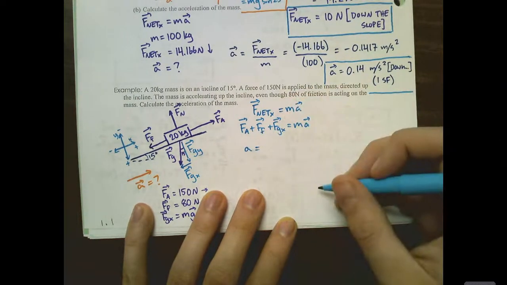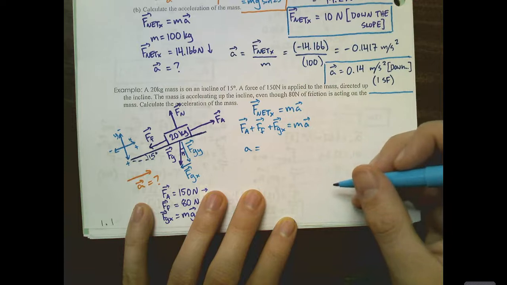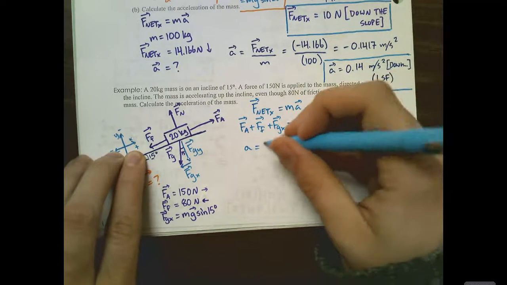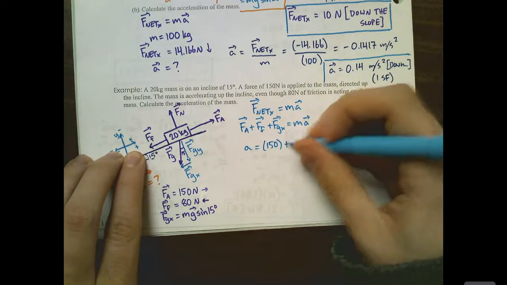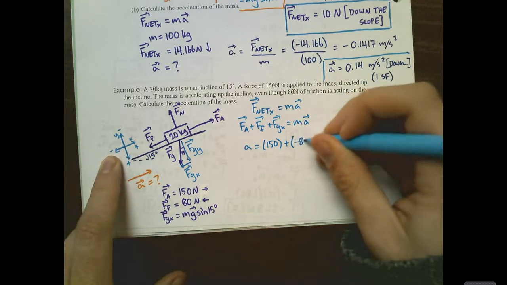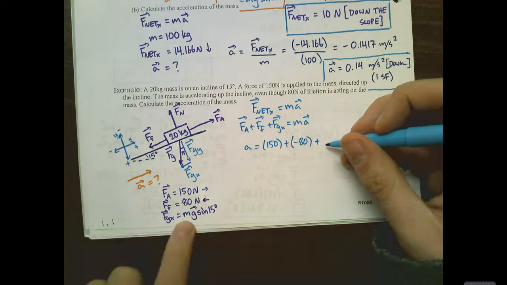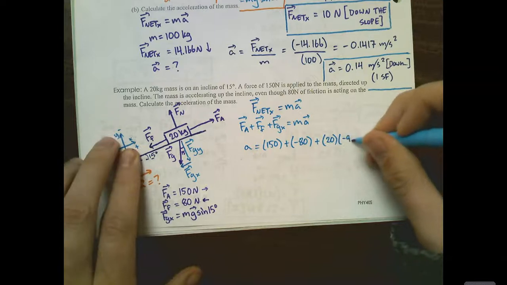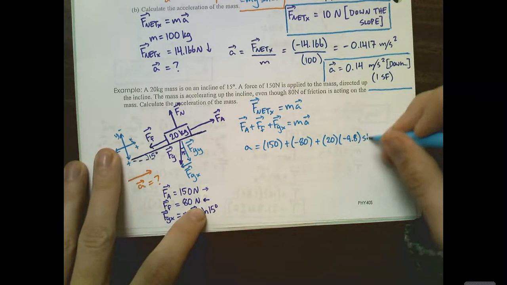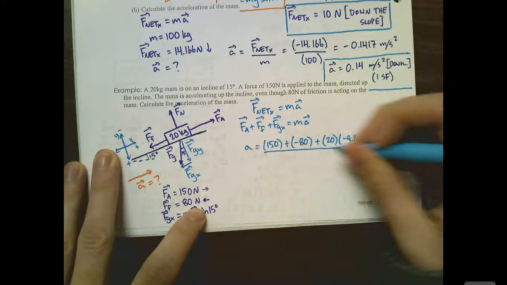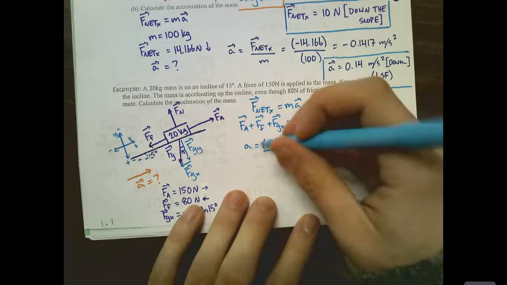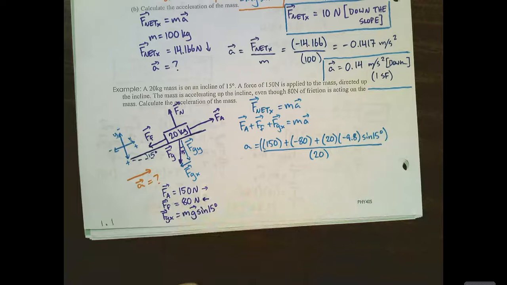I'm going to get rid of my vector arrows here. I'm going to start plugging in my values. So I should get FA, which is 150, but it's positive because it's to the right, plus FF, but it's negative 80 because it's to the left, plus mg, so m is 20, g is negative 9.8, sine of 15 degrees. And then I said I was dividing by m on both sides, so my m is 20. Do all of this up on the top here first, and then divide by 20, okay? Let's not get our order of operations confused because we've got so many things happening.